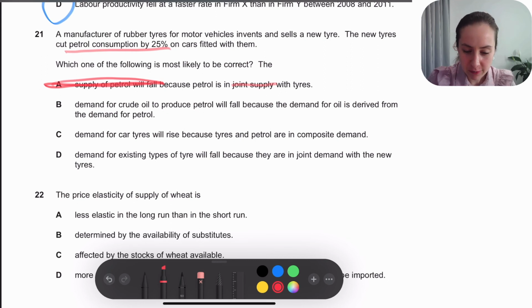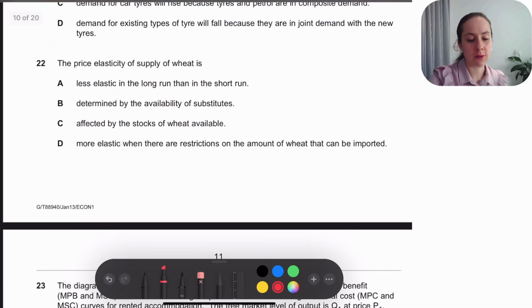Demand for crude oil to produce petrol will fall. Yeah, because there'll be less petrol demanded because people don't need petrol as much. So there's going to be less demand for crude oil.